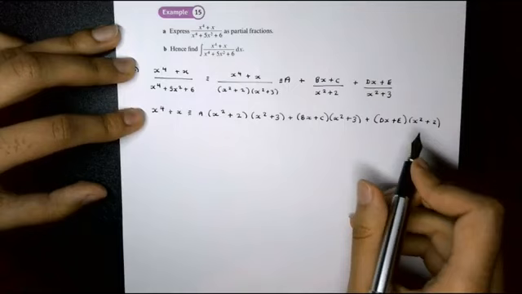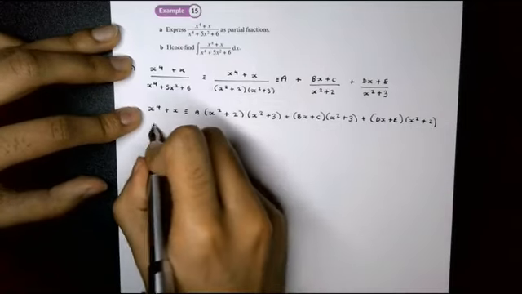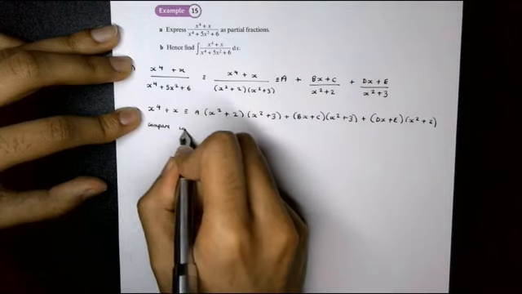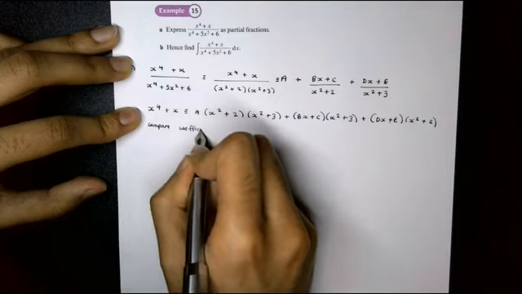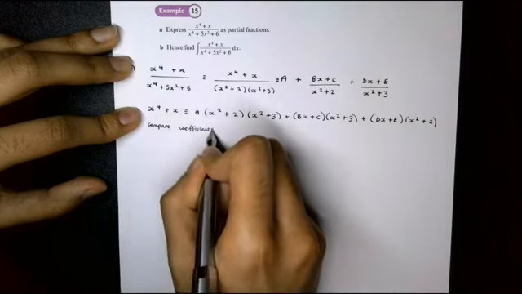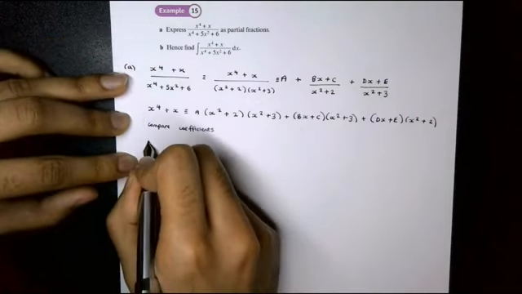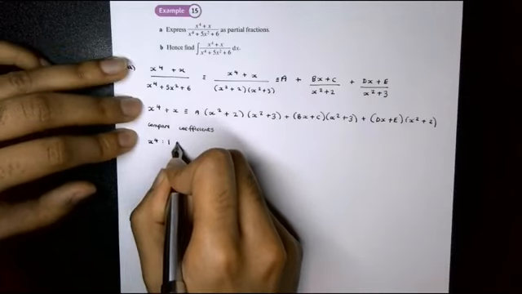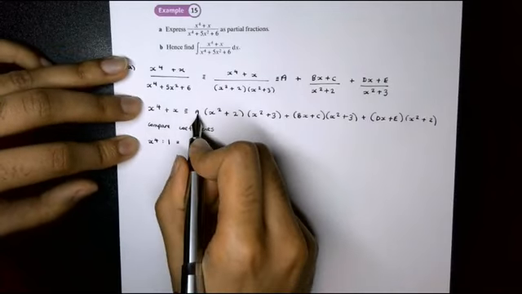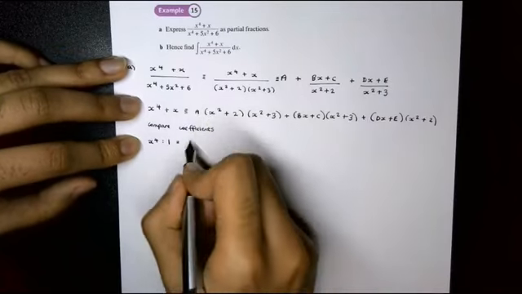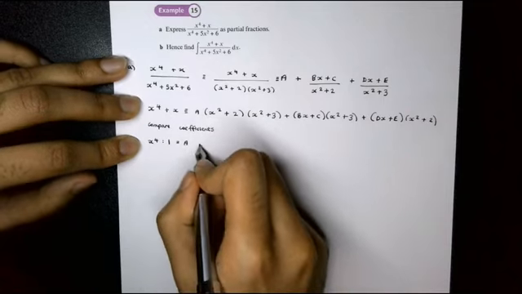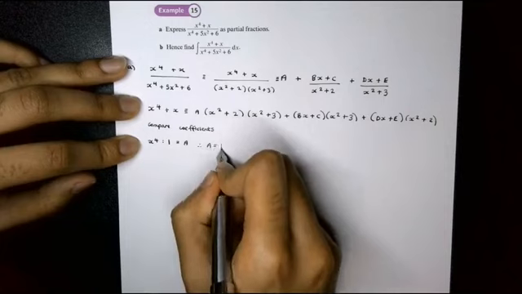And now we need to compare coefficients. So let's just write this down. We will now compare coefficients. So if we compare the x to the 4s, we've got 1 on the left hand side, and on the right hand side we've got a times x squared times x squared, so the coefficient of x to the 4 is a. So in conclusion, a is equal to 1.